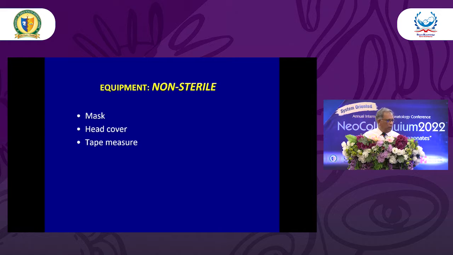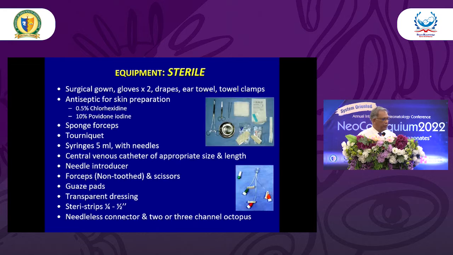So the type of equipment that is required, some are non-sterile, but they can be sterile also. Mask, head cover, and tape measure. They are generally non-sterile, and we use them before we touch the long line and before we start the procedure. This is a list of equipment which is required. I should not go into the detail because it's a long one, it will take a long time. But I will stress on this, which is called an octopus.